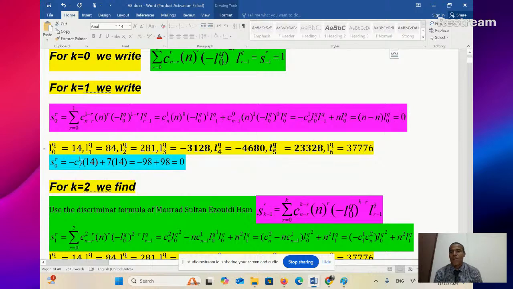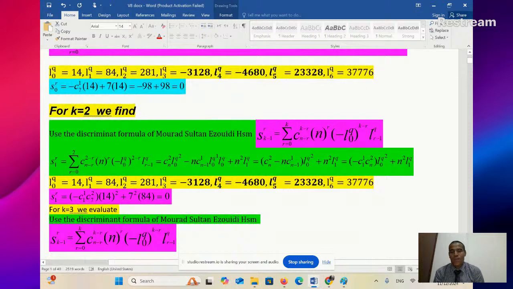Now just substitution here, learners. L0 is 14, L1 is 84, L2 is 281, L3 is negative 3,128, L4 is negative 4,680, L5 is 23,328, and L6 is 37,676. Now use the calculator and try to find the value of S0. So it's going to be 0. You can see, continuing.